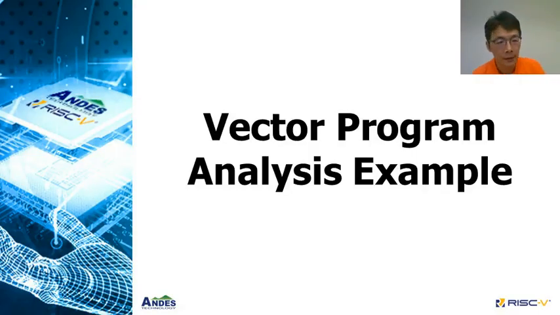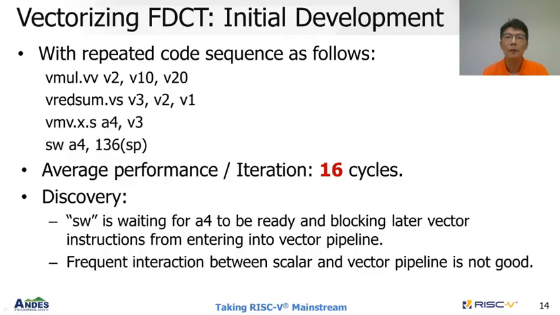Now, after looking at this example processor pipeline diagram, we will talk about an example of using AndesClarity to do code optimization on the above vector processor. This code is from a forward DCT algorithm. The initial vectorized code contains a repeated code sequence as shown here.